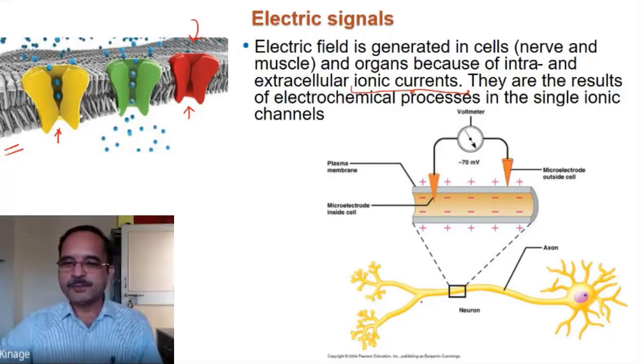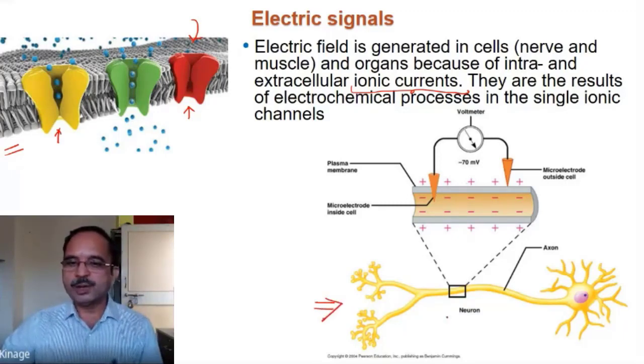For example, if you see a nerve from our nervous system, neuron and axon, it is shown here. That is a part of the nervous system. If we consider a small part of this, that is the cell.